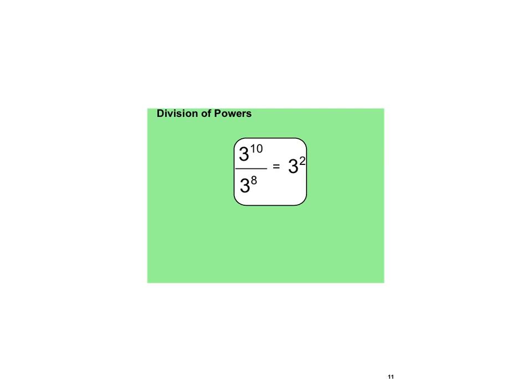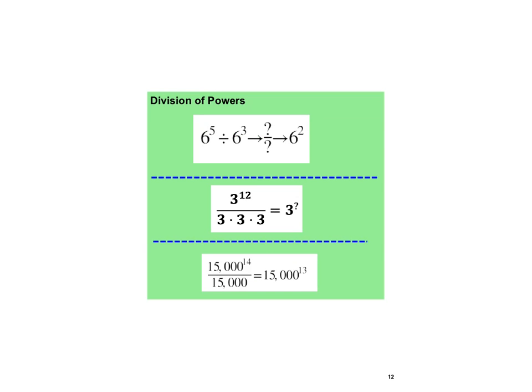Here, division of powers. So now we've got the 10 minus the 8, which is 2. I just started with the example here on this one, so that's why it's squared. So when you look at this, 6 to the 5th divided by 6 to the 3rd would just be 6 to the 5 minus 3, which is 6 squared.